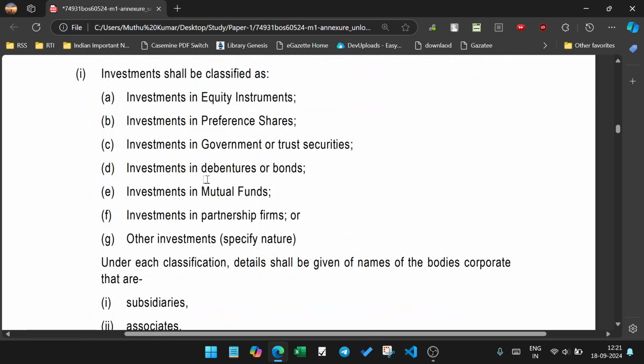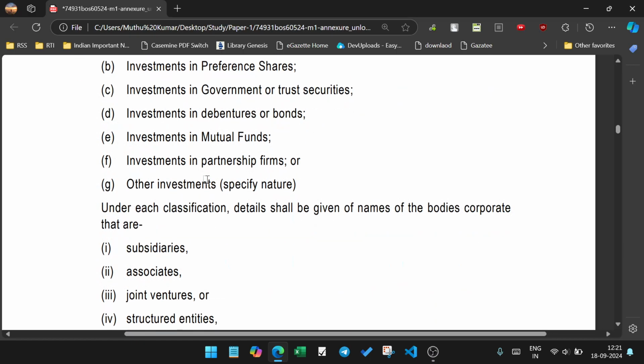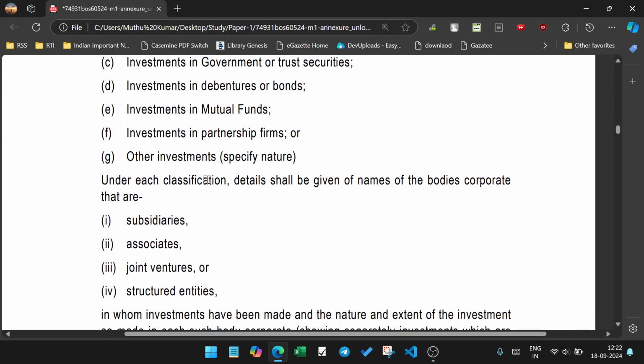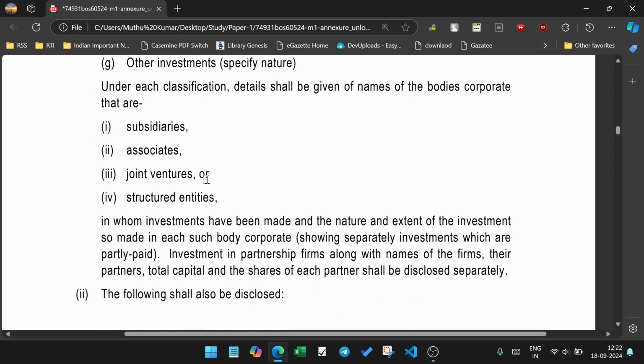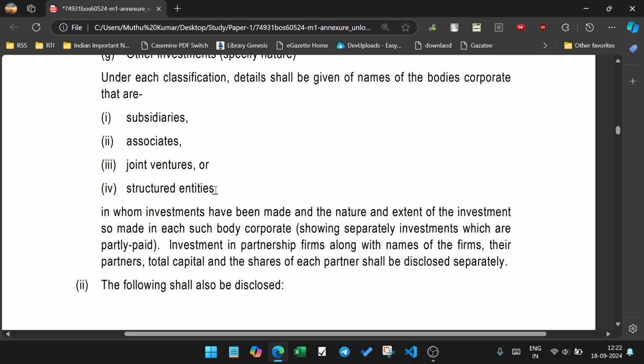Investments classified into investment in equity instruments, investment in preference shares, investment in government and trust securities, investment in debentures and bonds, investment in mutual funds, investment in partnership firms, and other investments specific in nature. Under the classification, details shall be given of the name of the body corporate, subsidiaries, associates, joint ventures, and structured entities to whom the investment has been made.